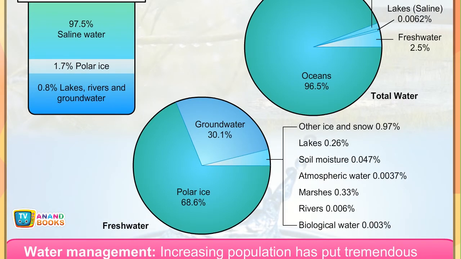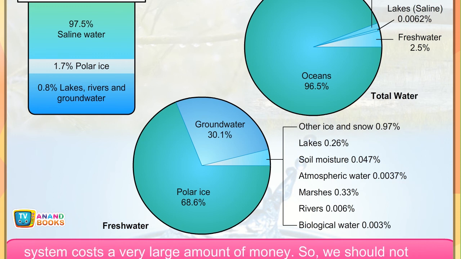Water management. Increasing population has put tremendous pressure on the freshwater sources. An elaborate water supply system costs a very large amount of money. So, we should not waste water and save every drop as it is becoming a scarce thing.